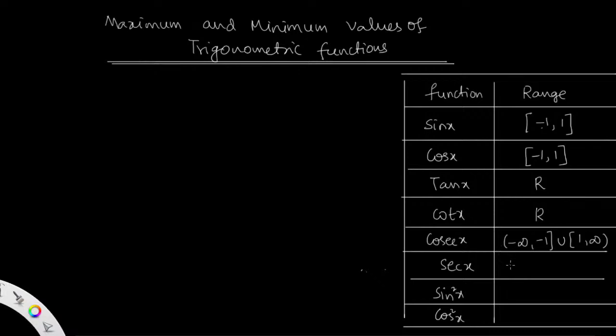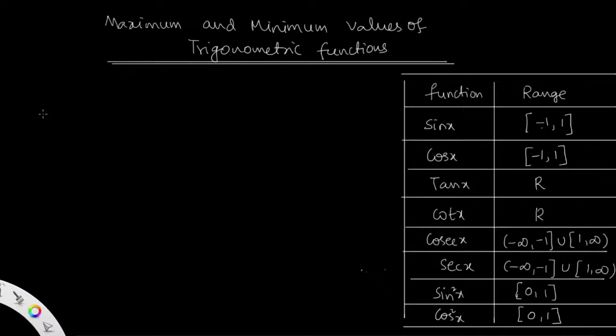Secant x is similarly -infinity to -1 union 1 to infinity, both are the same. Sin square x has minimum value 0 and maximum value 1. Between -1 and 1, 0 is there. Don't take negative values after squaring. Sin square x is only positive values on the number line, so it is 0 to 1. Similarly, cos square x has minimum value 0 and maximum value +1. These problems come in the examination, mains model type questions.